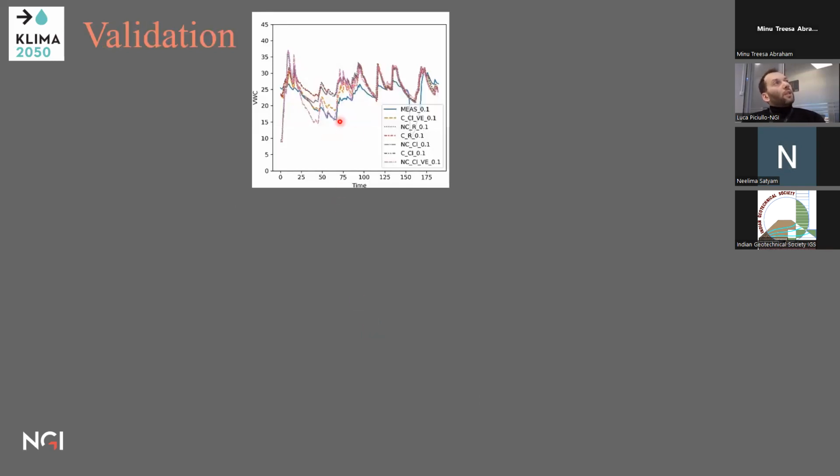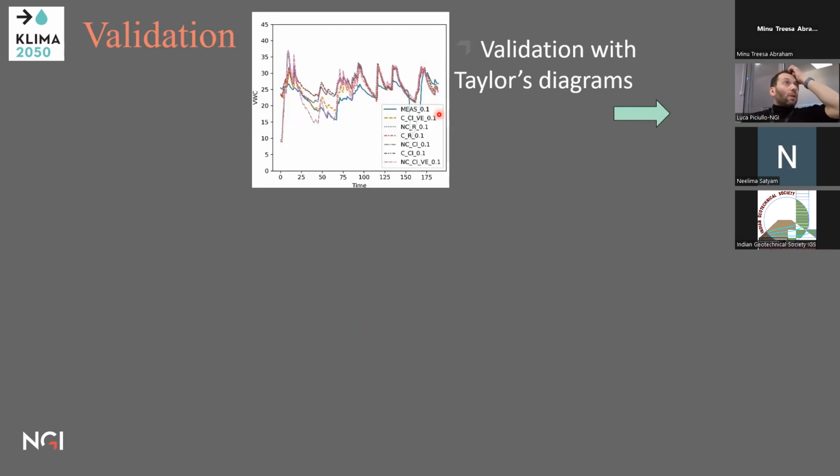Usually in literature, you would see something like that. So you see what you are measuring, the blue line, and then you see the different results of your models that you get, in this case considering different variables. Well, in this case, I would say it's pretty difficult to define which one is the best. So we decided to use Taylor diagrams for the validation of our back analysis.